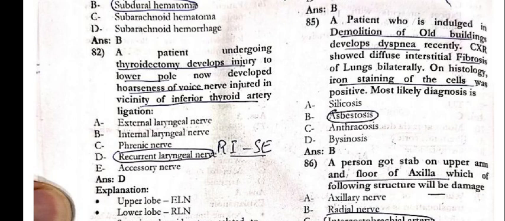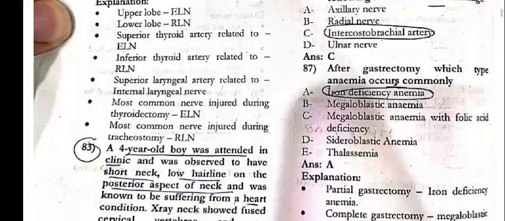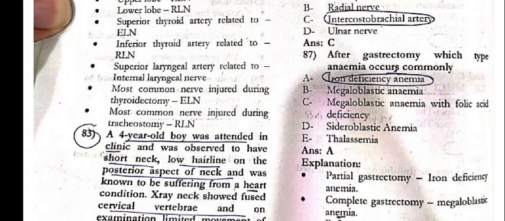The X-ray shows interstitial fibrosis, and on histology, iron staining of the cells. That's definitely asbestosis. A person got stabbed on the upper arm and the floor of the axilla. Which of the following structures will be damaged? The intercostobrachial artery.